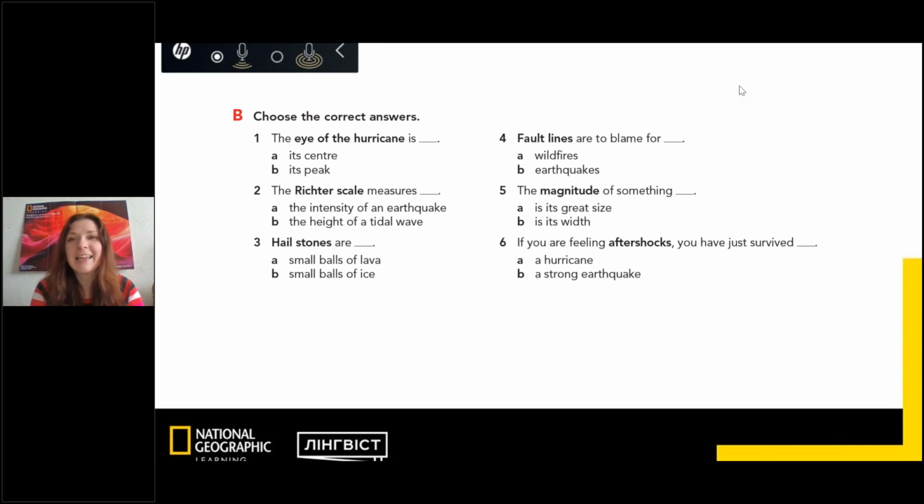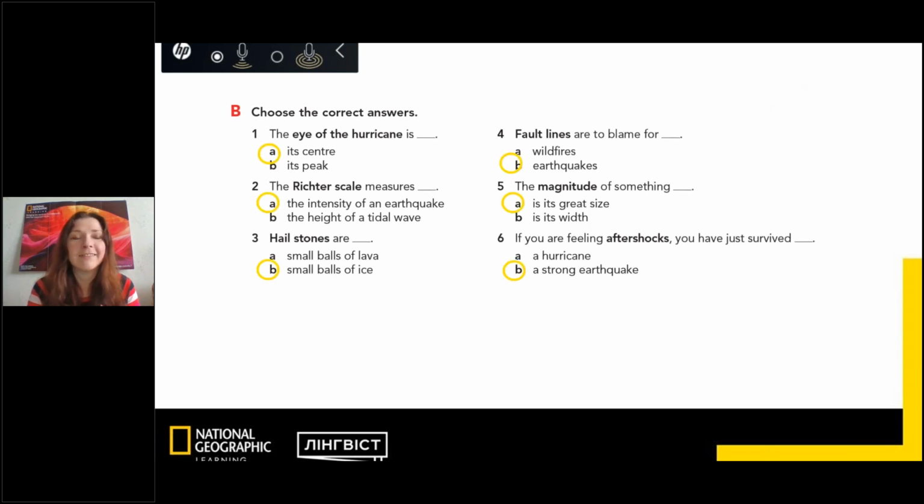Thank you for being active. And I think that we can, again, just recall everything. So again, the eye of the hurricane is its center. The Richter scale measures the intensity of an earthquake. Hailstones are small balls of ice. Fault lines are blamed for earthquakes. The magnitude of something is its great size. If you are feeling aftershocks, you have just experienced a strong earthquake.